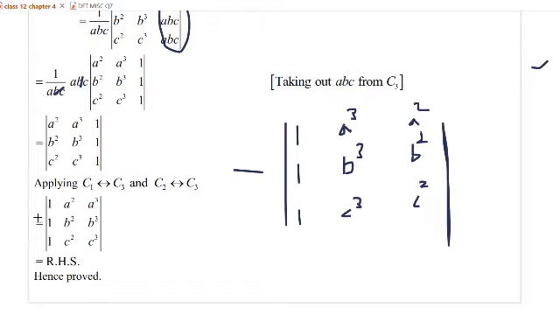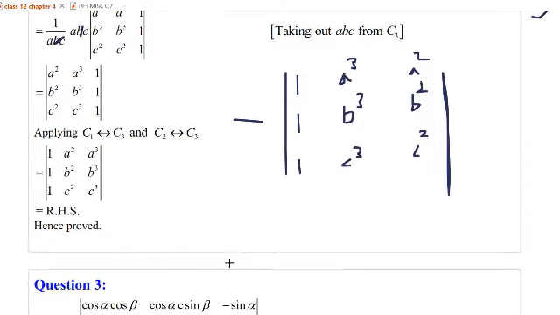Okay, so already one negative was there, one more negative will come because we are interchanging c2 with c3, so it will become positive. In the second column, a square, b square, c square will come, and similarly in the column 3, a cube, b cube, c cube will appear. So this is our final answer.